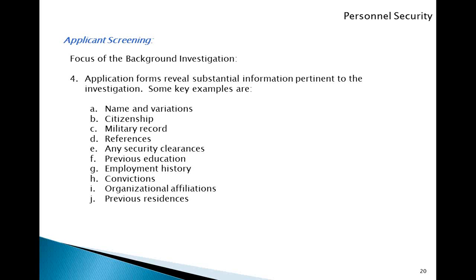Application forms reveal substantial information pertinent to the investigation. Some key examples are names and variations of names. Why is that important? Well, you want to know if he's been known by an alias somewhere. If his name is Rockaway and he says he goes by Rocky, you want to know that. So whenever you introduce him around, this is Rocky. You want to know his citizenship. Is he authorized to work where you have your facility? Generally 5 years, okay, to answer that question.